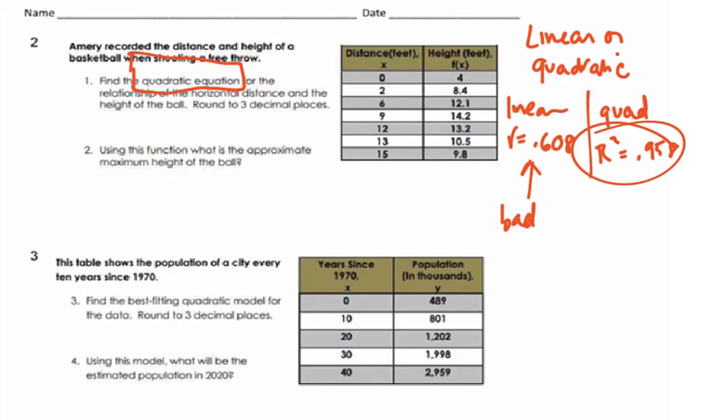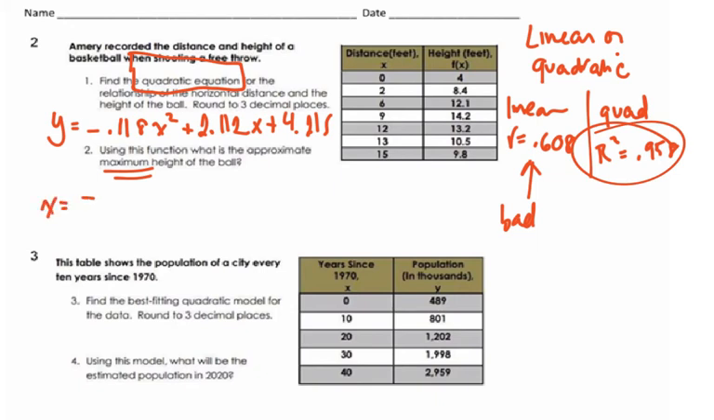In this case, the quadratic is y equals negative 0.118x squared. Your b value is 2.112x, and your c value is 4.215. And then it is asking you to approximate the maximum height of the ball, right? It's asking you for the maximum.